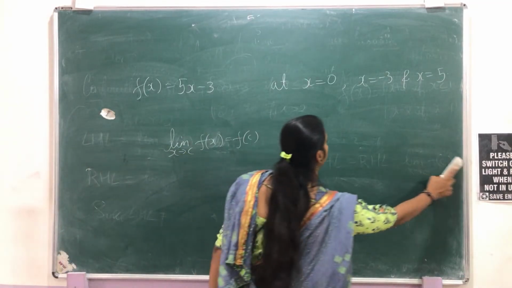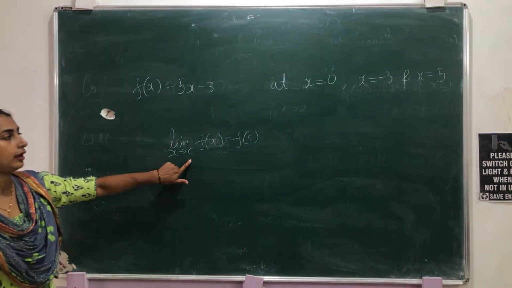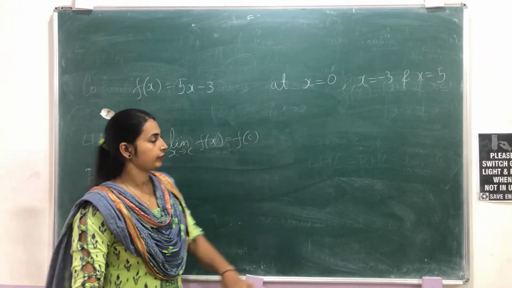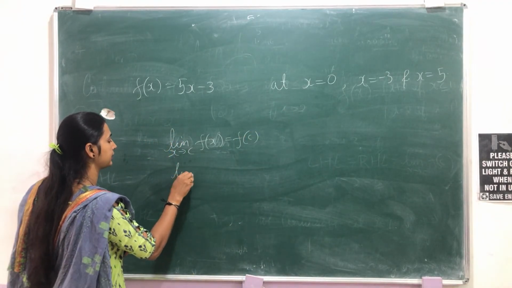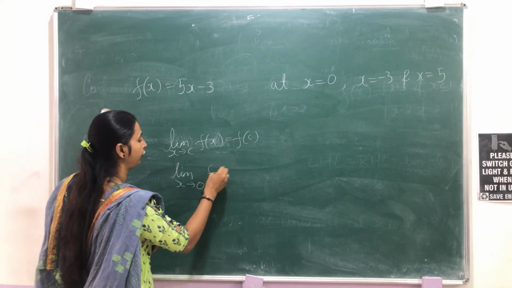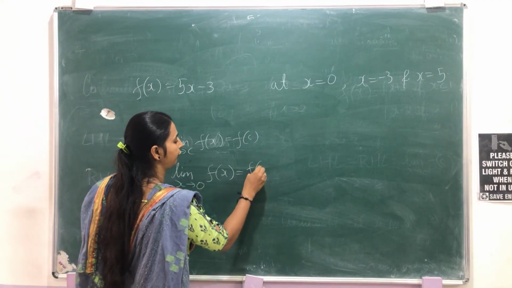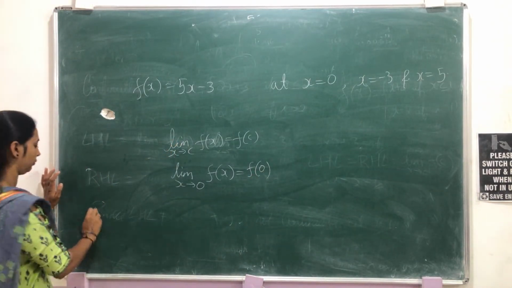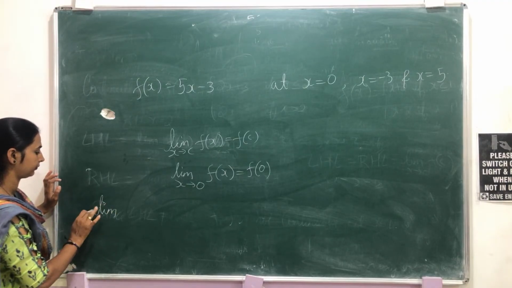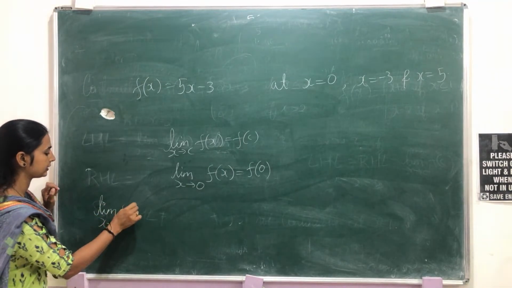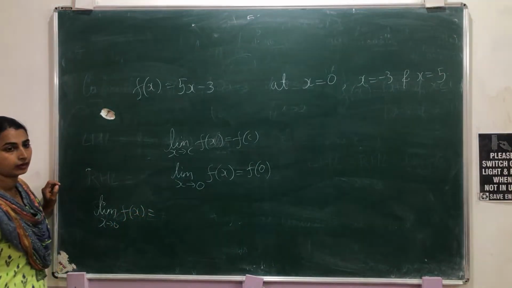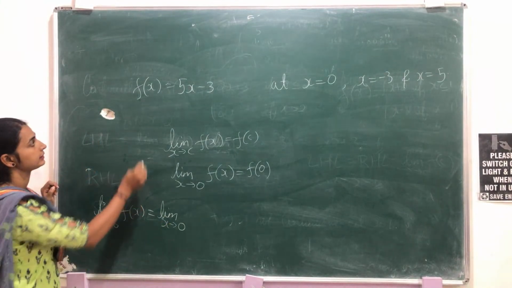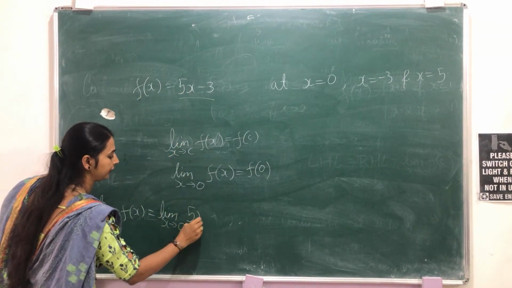So here we'll use this: limit x tends to c f of x equal to f of c. What is c now? The point. For the first case I need to substitute c as 0. So I need to prove that limit x tends to 0 f of x equal to f of 0. This is what I am going to prove. So we'll take the question. What is limit x tends to 0 f of x? I need to substitute f of x. f of x is given as 5x minus 3.